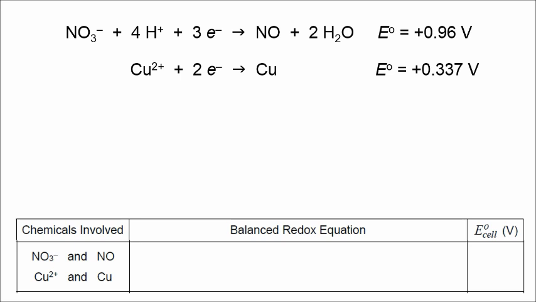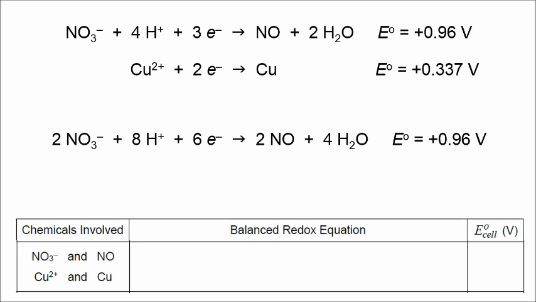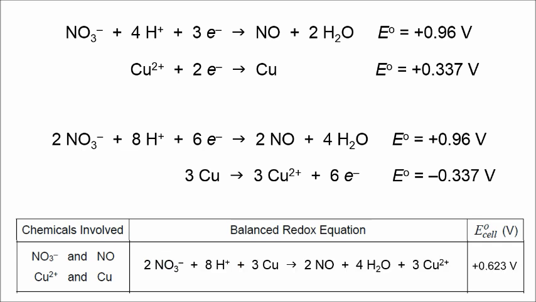As far as the electrons, to get them to cancel out, let's multiply the nitrate reaction by 2. So we still have 0.96 volts for that. Let's reverse and multiply by 3 the copper reaction. So now we have negative 0.337. Add these two voltages together, and we get 0.623 volts. And obviously all the reactants and products are still there, but the electrons cancel out.